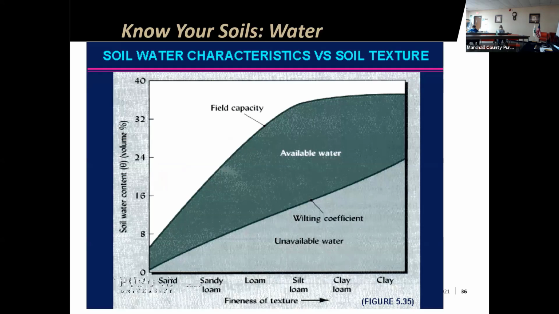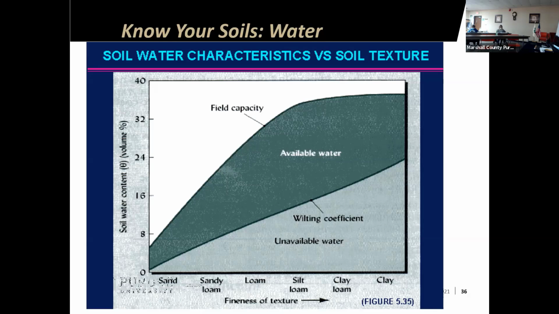And then our soil water characteristics based upon soil texture. The loam soil that I talked about is the perfect soil in many respects because of one aspect, the water holding capacity. If you look at what's available to the plant, it makes the highest percent of its water available to the plant that it can hold.